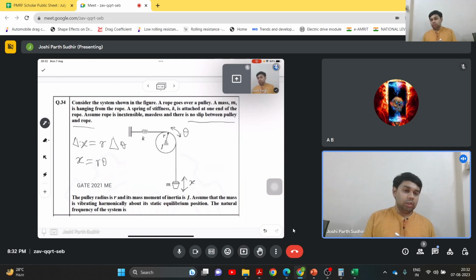So we just defined some coordinate system, with respect to which we can say that the coordinate system is maybe something like this, x, y. So let us say this is the displacement x with respect to the equilibrium position of the mass. In equilibrium there will be some deflection of the spring, etc.